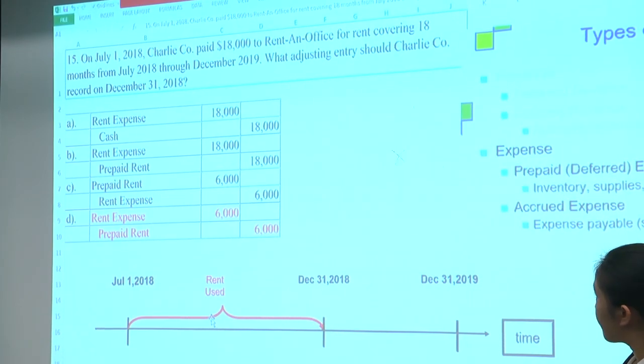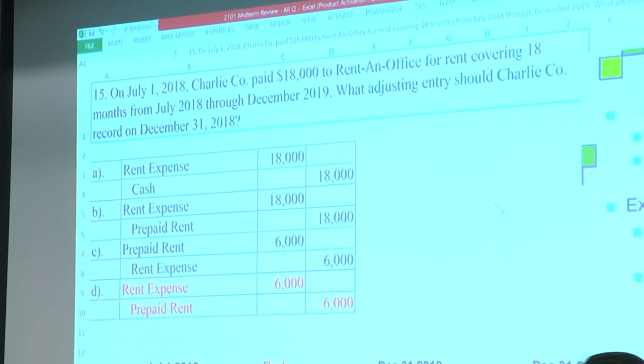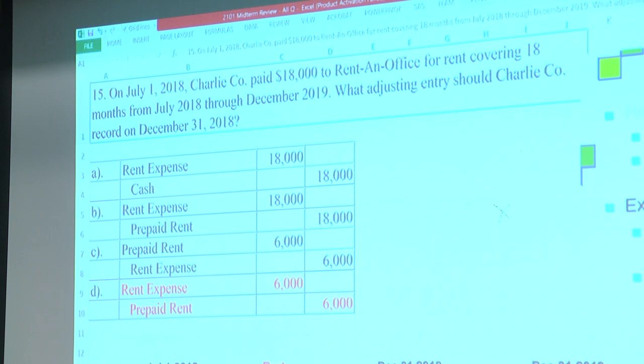All right, question 15. These are again about timing, adjusting entries. On July the 1st, Charlie Cole paid $18,000 to rent an office, covering 18 months from the day we pay, right, July to December 2019. What adjusting entries should Charlie Cole record on December 31st, 2018?